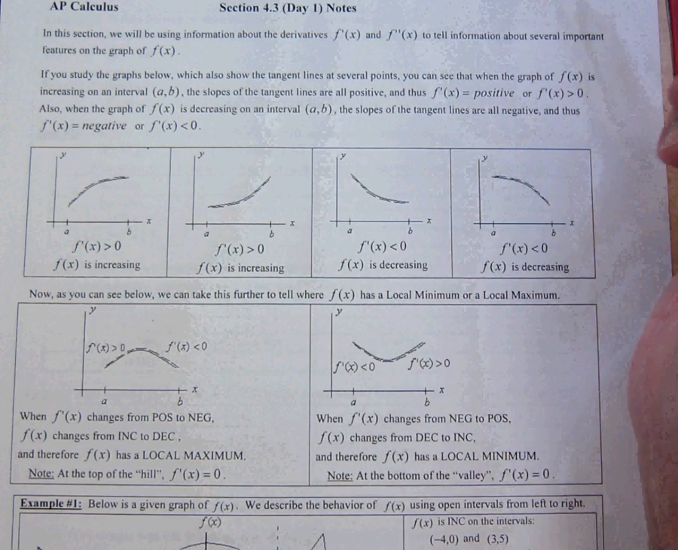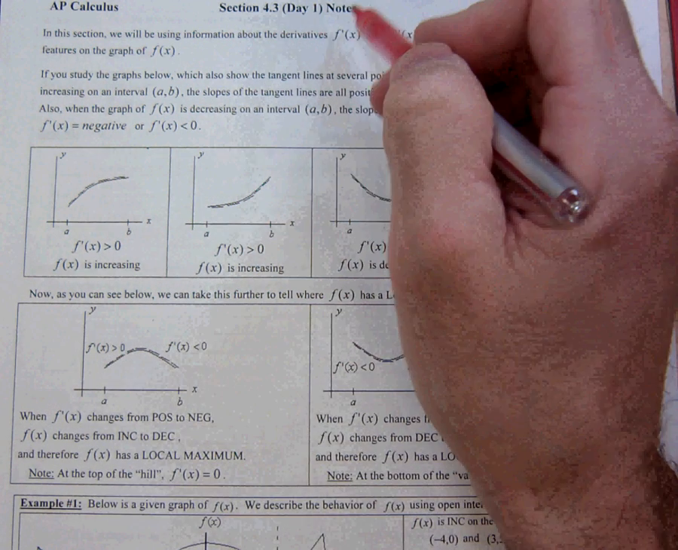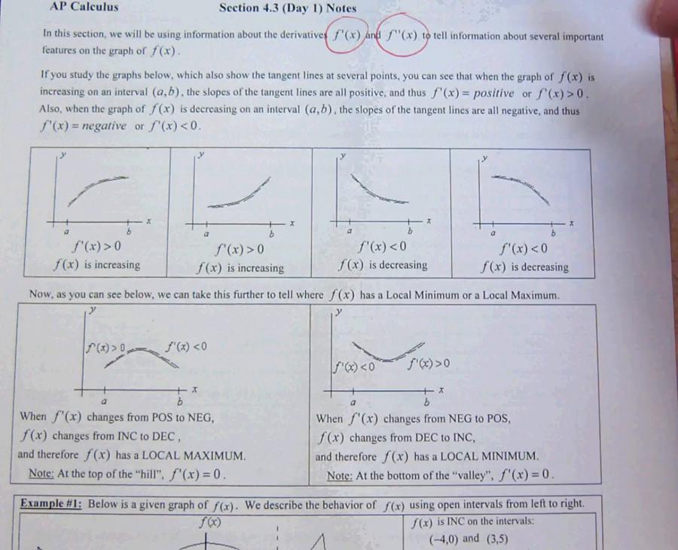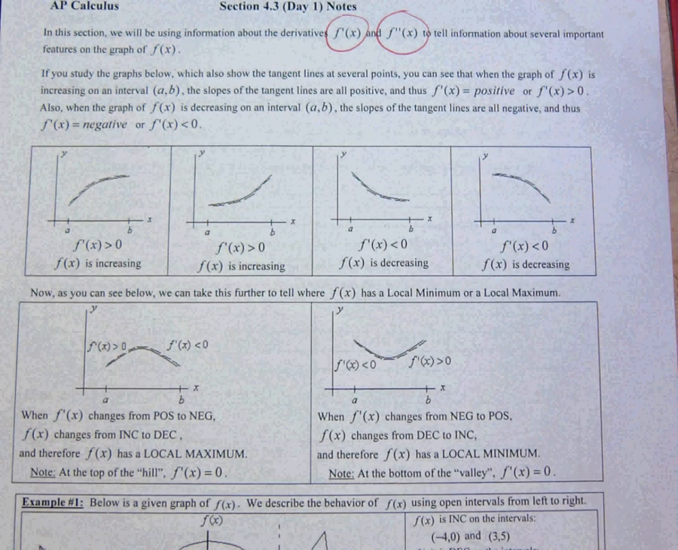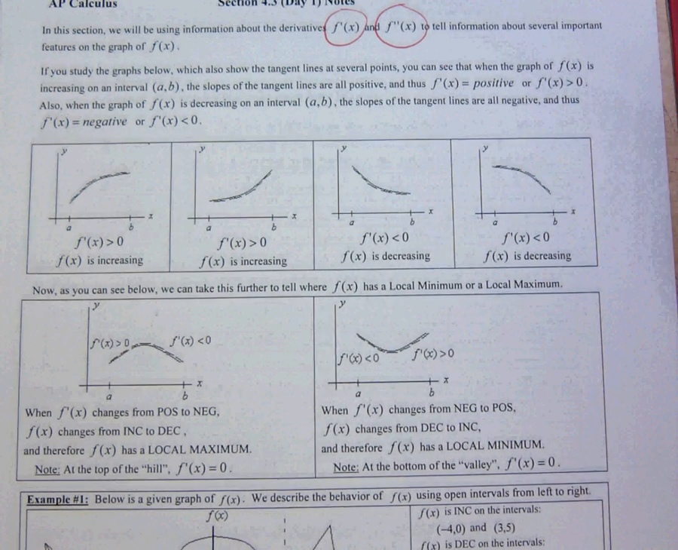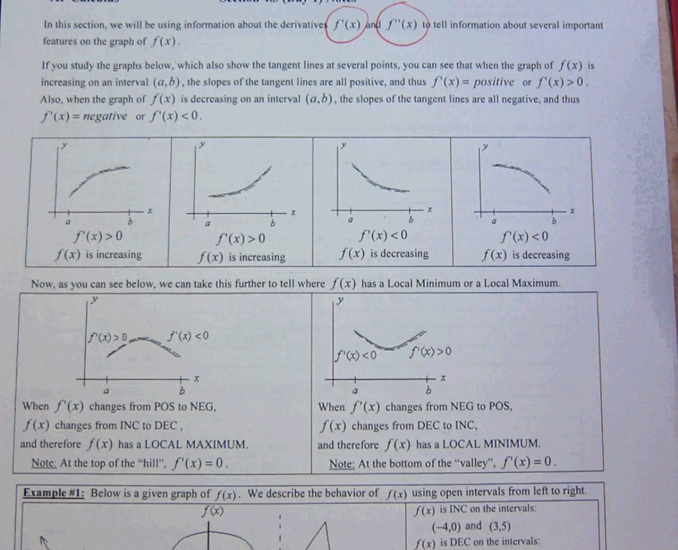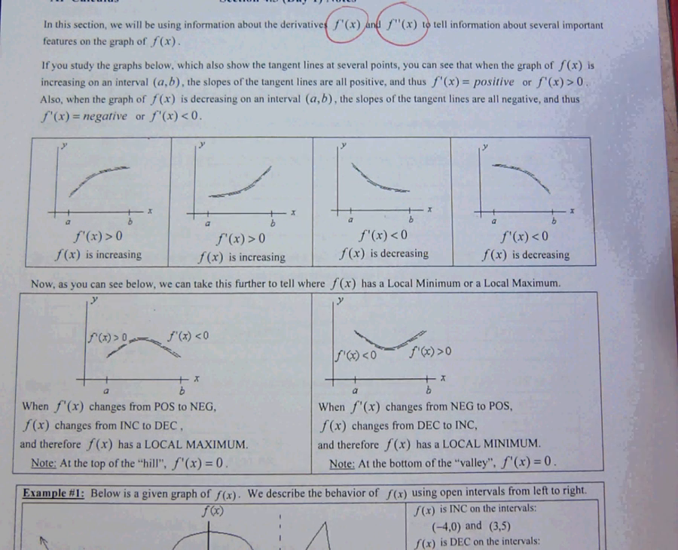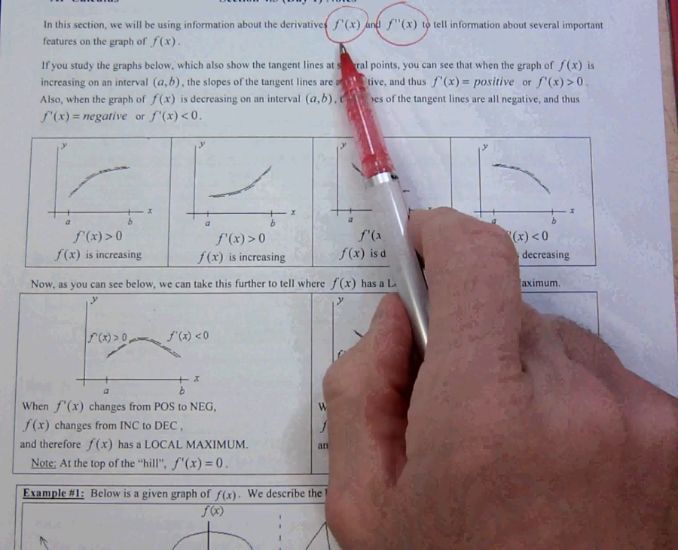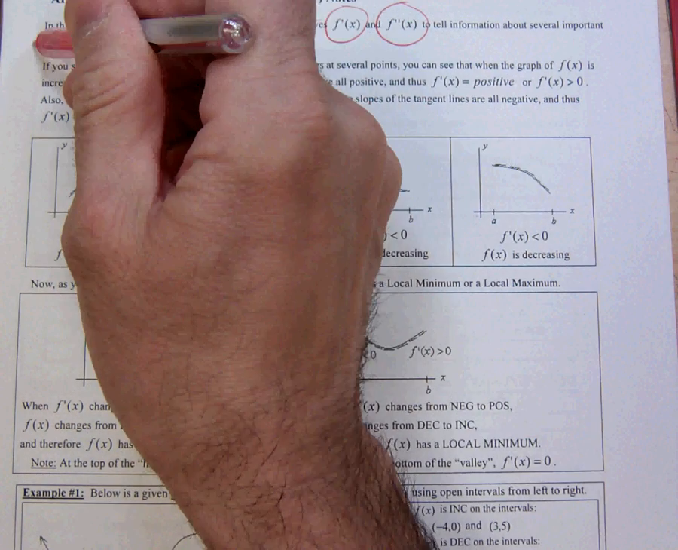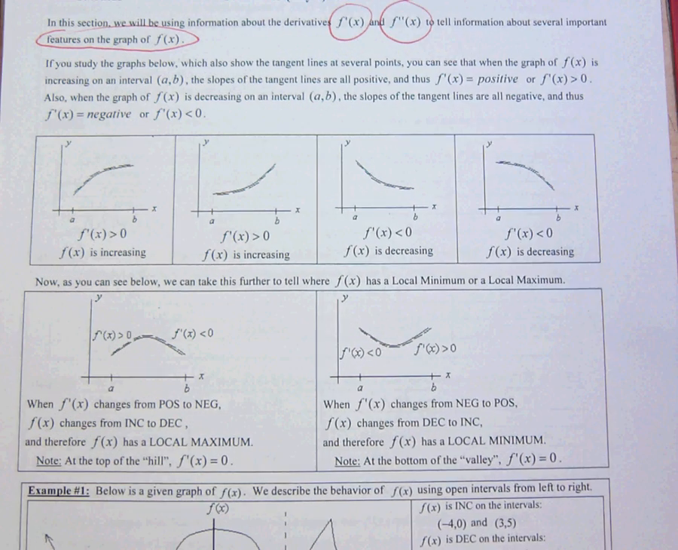We're going to be studying in a lot of ways f prime and f double prime, because f prime and f double prime tell you just about anything you want to know about f. And so that's what we're going to be working on all hour, and then we're going to continue that next time. So we're going to be investigating f prime and f double prime to find several important features on the graph of f.